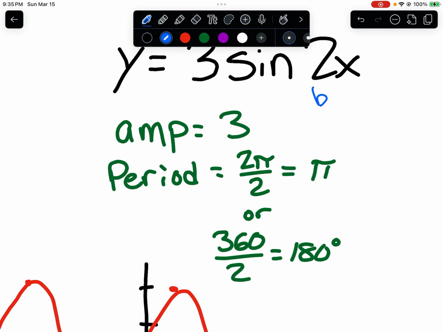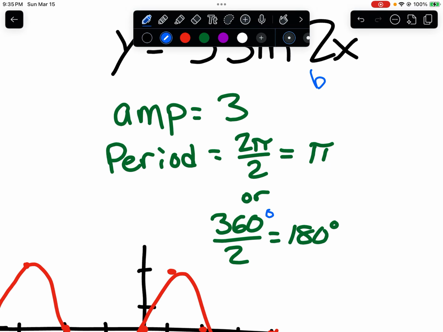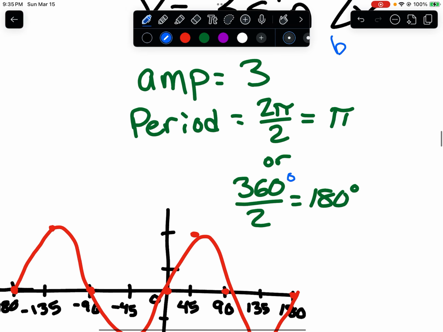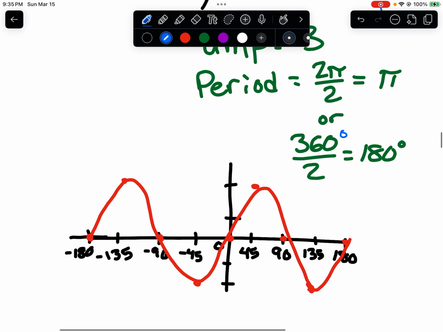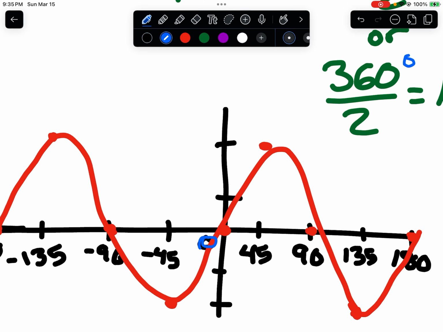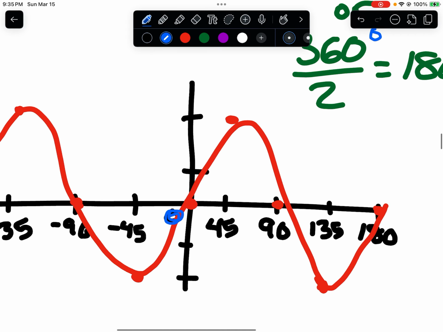If my b value, because b is this 2 here, doesn't have a pi in it, this might be a case where turning it into degrees might be a little bit easier to work with. Okay. Because if we take 2 pi over 2, we could get it in terms of pi, and it'd be pi radians, and that's fine. Or if I went 360 degrees divided by 2, that's 180 degrees. And so I went in terms of degrees here.